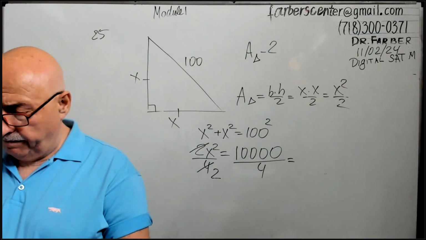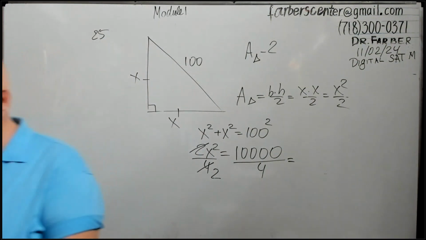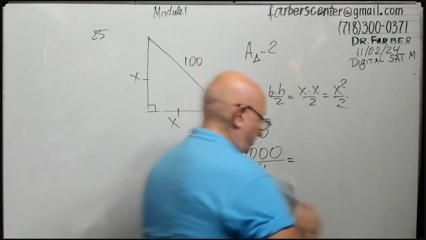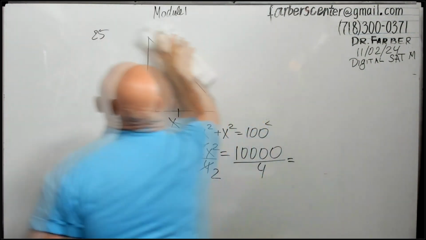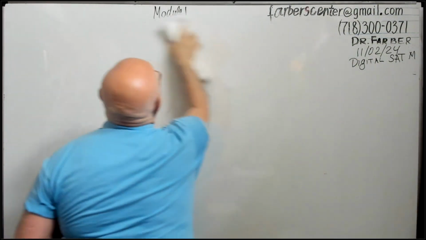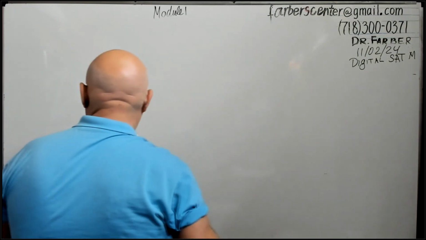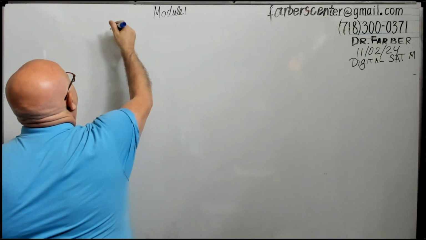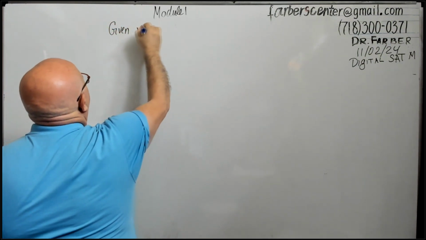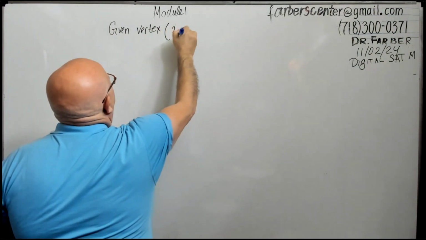And next is a question related to 26. In 26, many students ask, you have a vertex given. Vertex (3, -5).